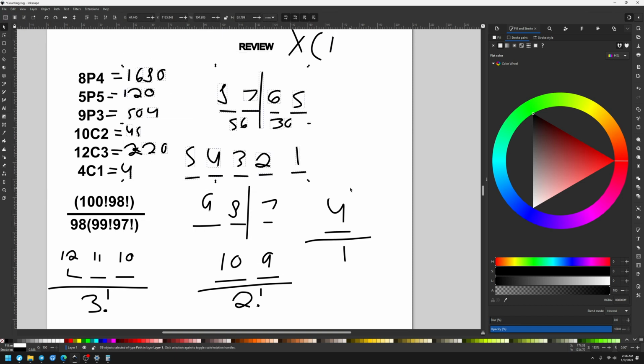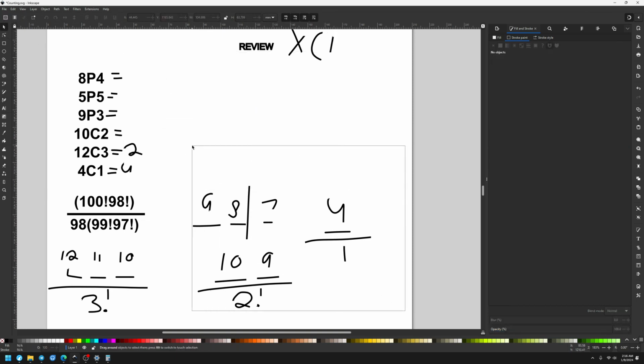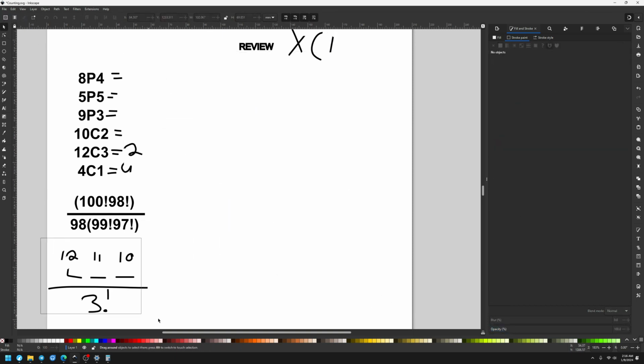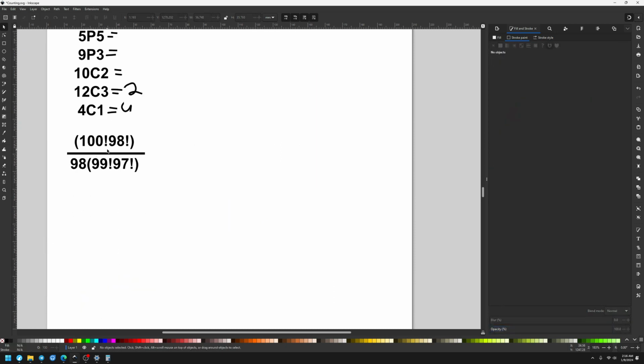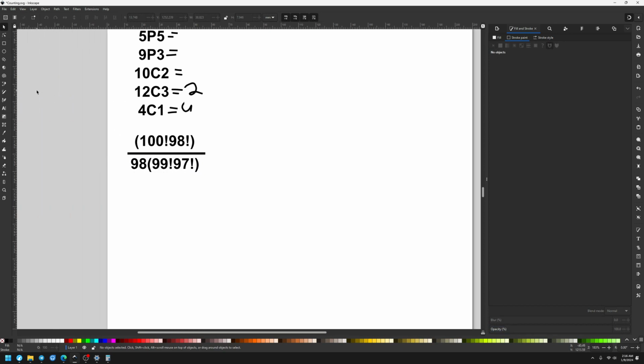Clear these ones for the next problem. This one: 100 factorial times 98 factorial, divided by 98 times 99 factorial times 97 factorial. You could do 100 times 99 times 98 times 97 times 96 and so on, but there's got to be a cleaner method to do that.